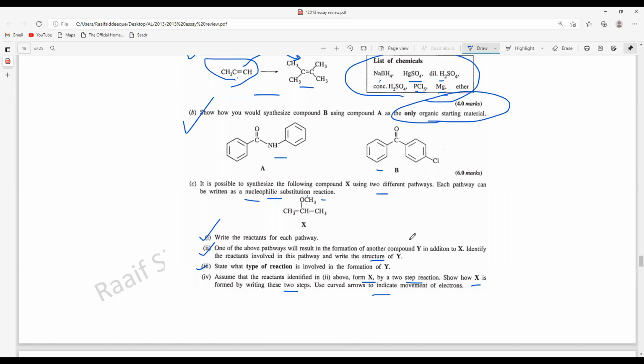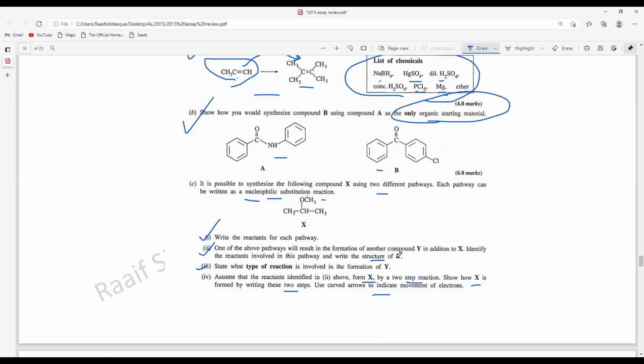One of the pathways results in the formation of another compound Y in addition to X. Identify the reactants involved in this pathway and write the structure of Y. So this is Y, right? So what are the reactants? Sorry, this one and this one, right? Because here the base action is this and it forms this. This is our base action.